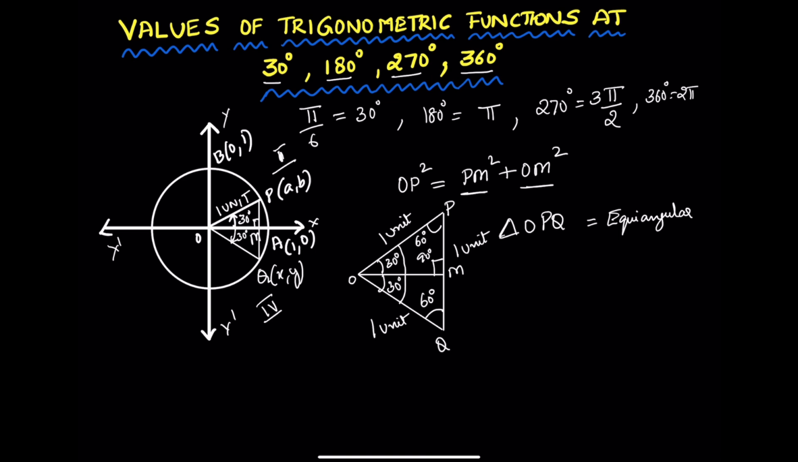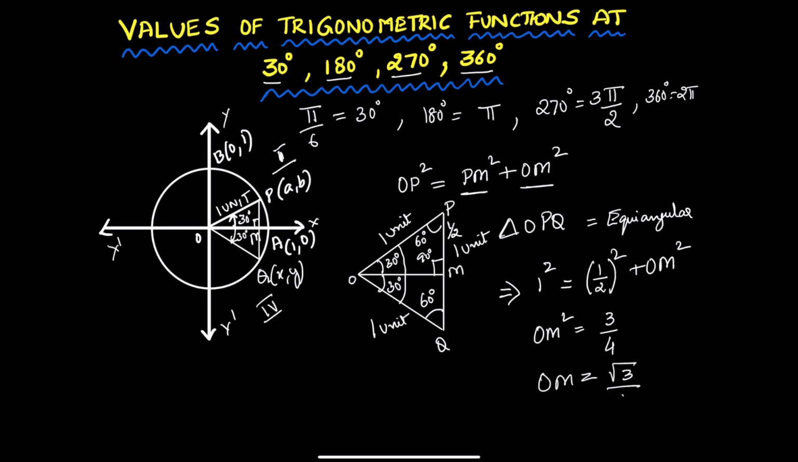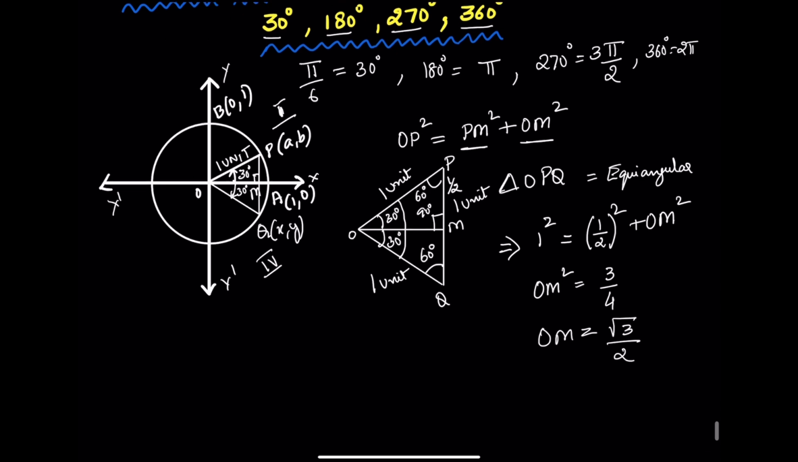Now, when everything is 1 unit, what would be the length of PM? This would be 1 by 2. Now if we apply Pythagoras theorem, what is OP square? OP square is 1 square, which is equal to, what is PM? 1 by 2 the whole square plus OM square, correct? So OM square is equal to 3 by 4. OM is equal to square root of 3 by 2. So now we know the value of OM, PM and OP.